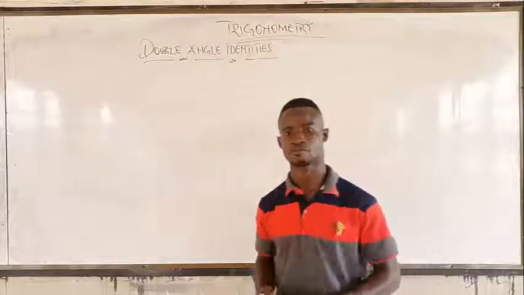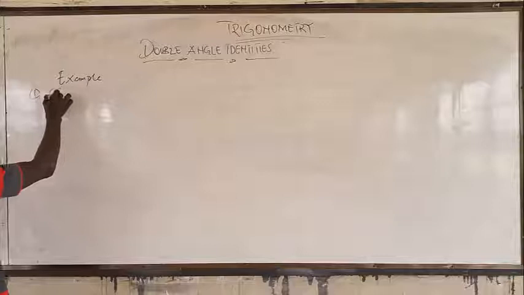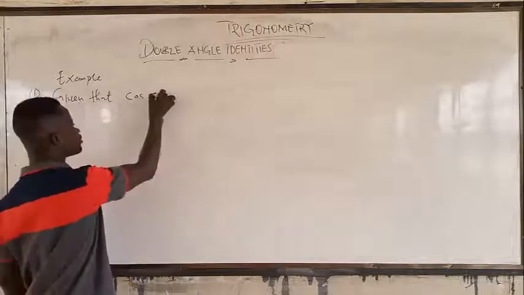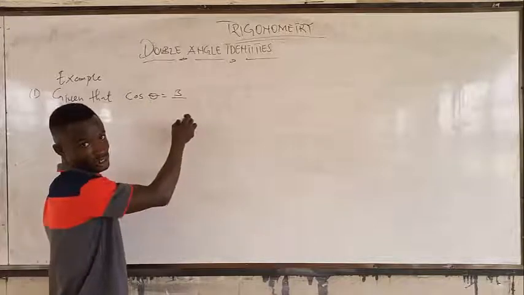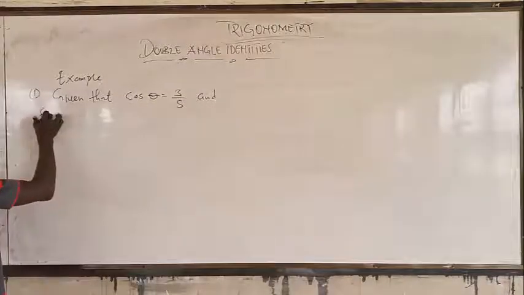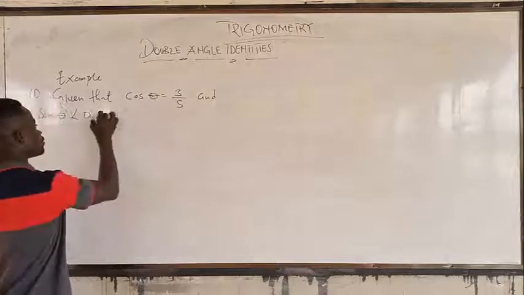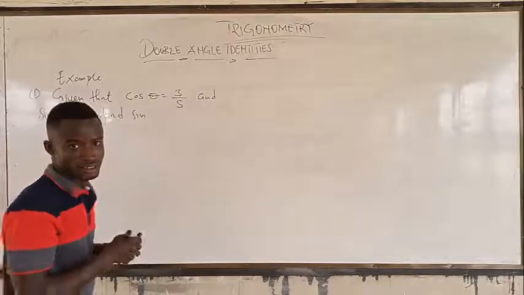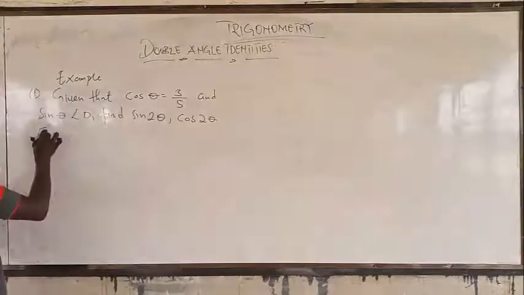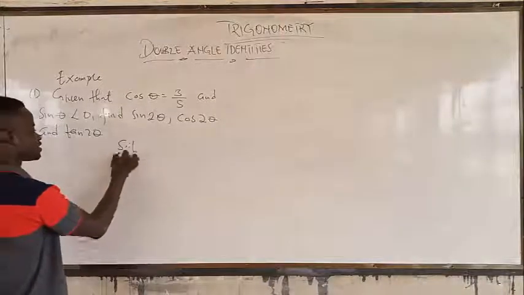Given that cos theta is equal to 3 over 5 and sin theta is less than 0, find sin 2 theta, cos 2 theta, and tan 2 theta.